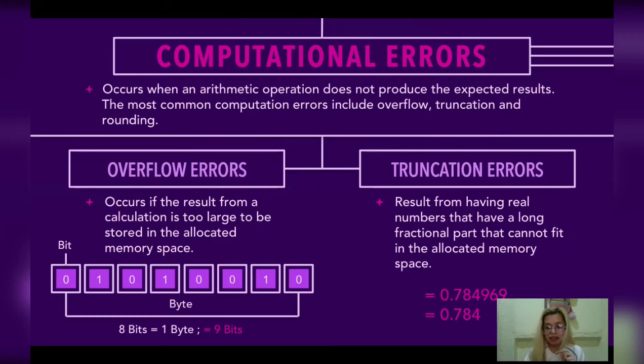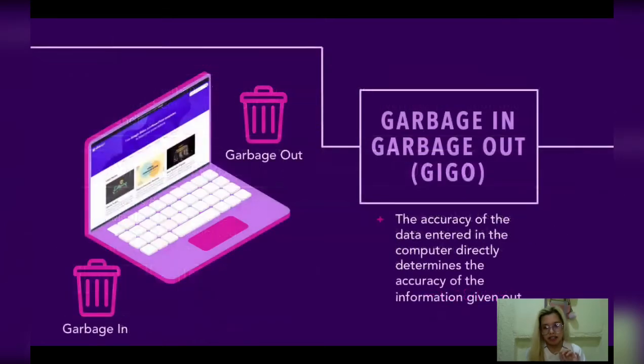For example, a number like 0.784969 can be truncated to 4 digits to become 0.784. The accuracy of the computer output is critical. As the saying goes, garbage in, garbage out, or GIGO. The accuracy of the data entered in the computer directly determines the accuracy of the information given out.